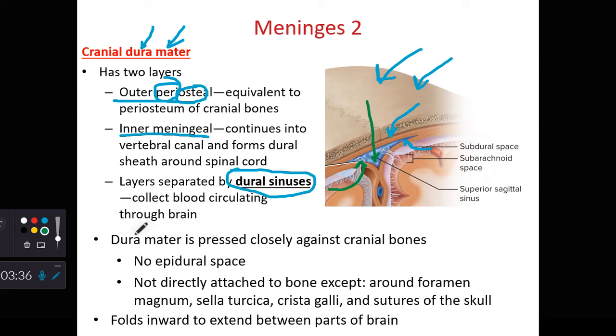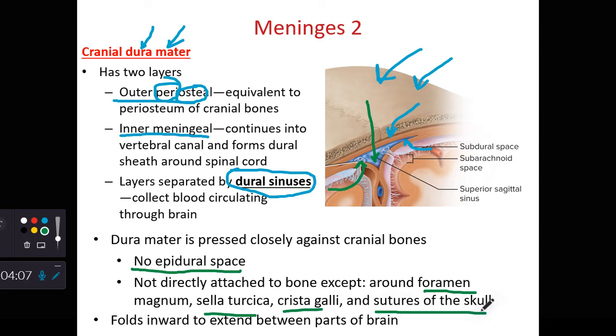It's worth emphasizing that within the cranial vault, there is no epidural space. This is a key difference between the brain and the spinal cord. In the spinal cord, there is an epidural space, so you can inject a localized painkiller and numb the spinal cord from a specific region down. We also need to emphasize that the dura mater is not attached to the cranial vault except around the foramen magnum, the sella turcica, crista galli, and then the sutures of the skull.